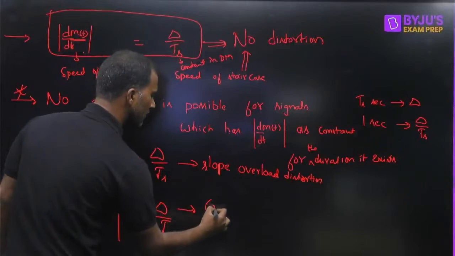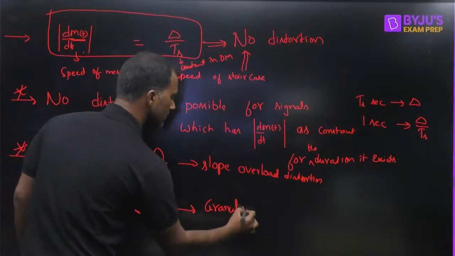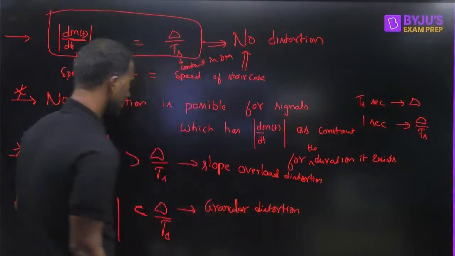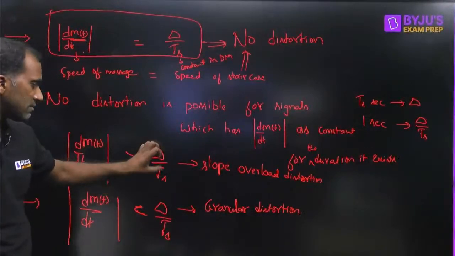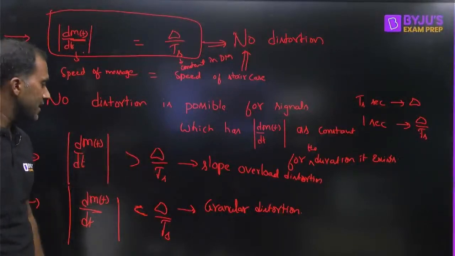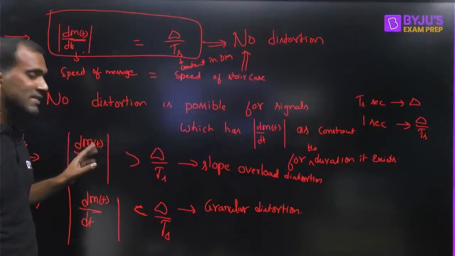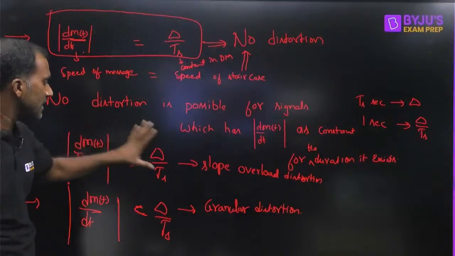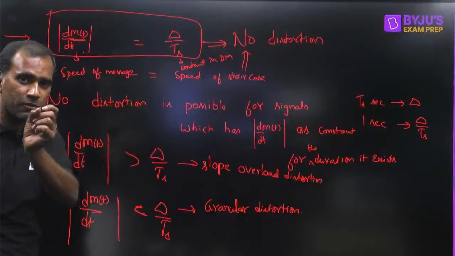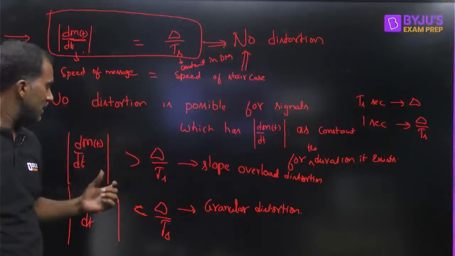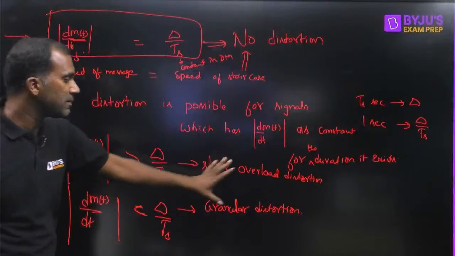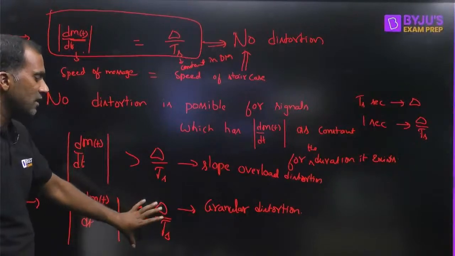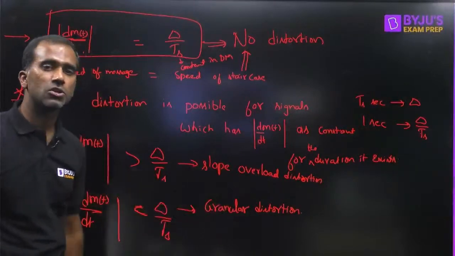And this is what we call granular distortion. Let's say we have chosen some step size. We'll have some value for the speed of the staircase. At different times the message will have different slopes. For some duration of time, if the message slope is greater than this, for those few seconds we might get slope overload distortion. For few seconds, if this condition is being satisfied, in those few seconds we might get granular distortion.